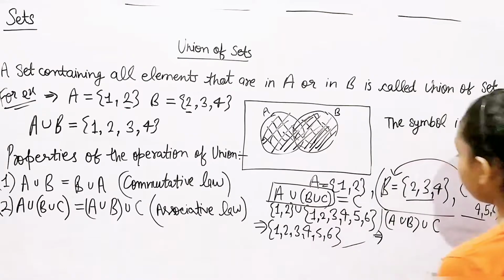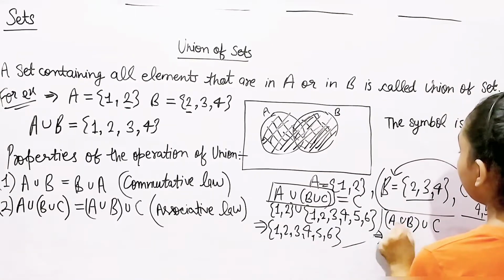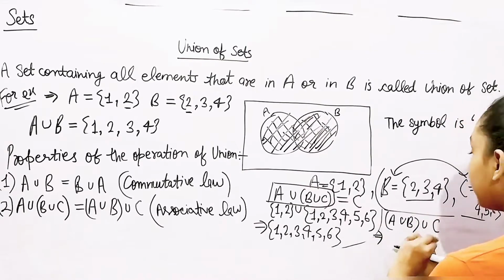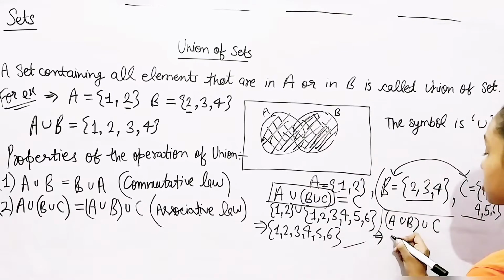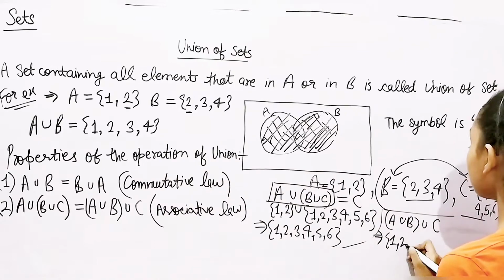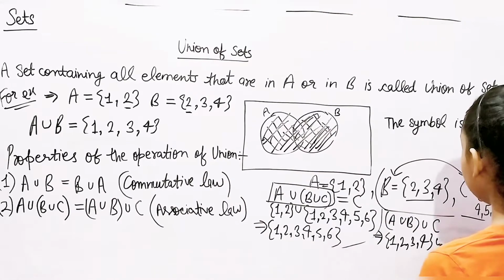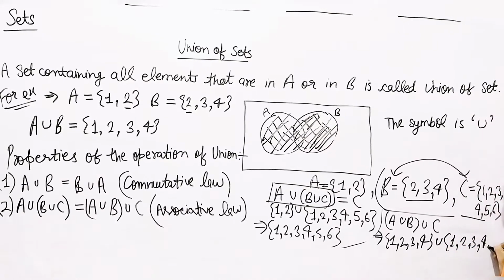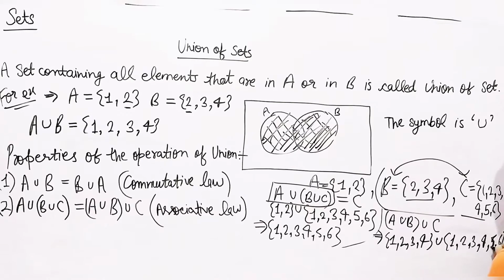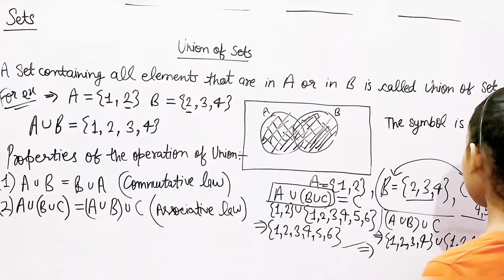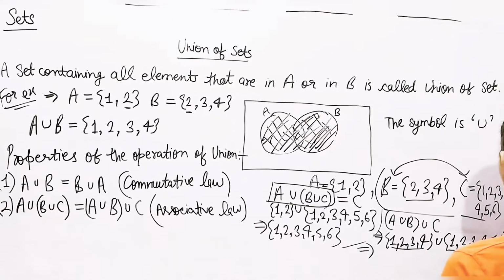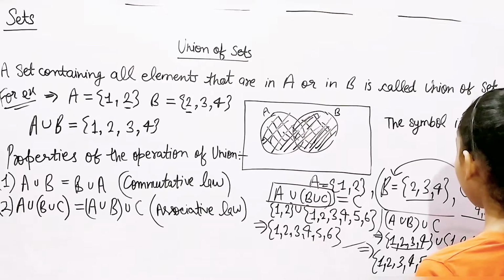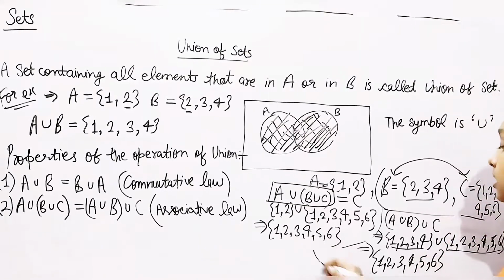So A union B. A union B we have is 1, 2, and 2, 3, 4, which is going to be the elements 1, 2, 3, 4. Then the union of set C, and in set C we have 1, 2, 3, 4, 5, 6 as the elements. So what is going to be the union set of it? We're going to write it only once. So in the end we're going to get the elements 1, 2, 3, 4, 5, and 6.